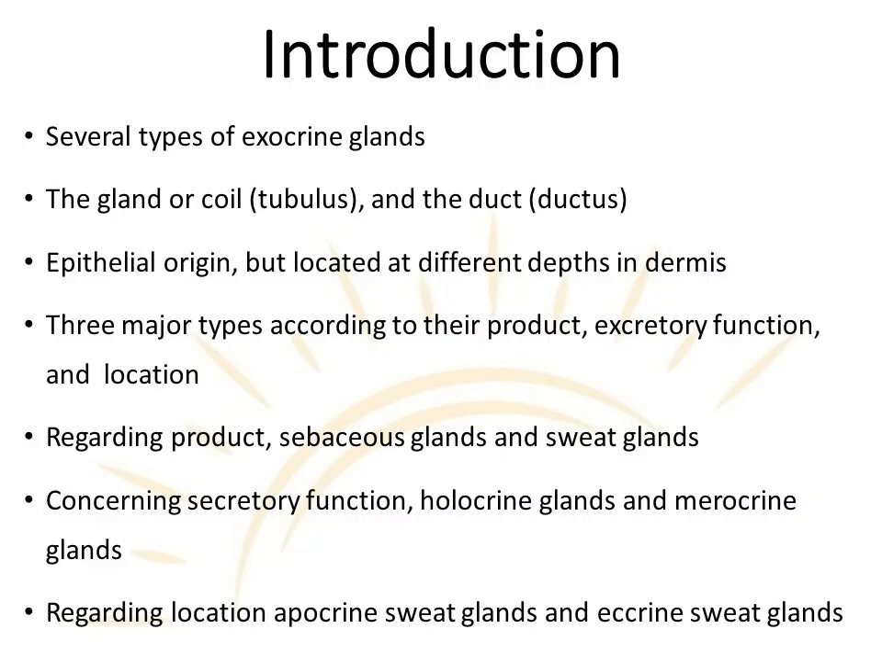Regarding their product, skin glands are classified into glands secreting sebum, sebaceous glands, and sweat glands. Concerning their secretory function, skin glands are classified into holocrine glands, whose fully differentiated secretory cells burst and release both the cytoplasmic content and the cell membranes into their ducts, and merocrine glands, which excrete their product via exocytosis from secretory cells.